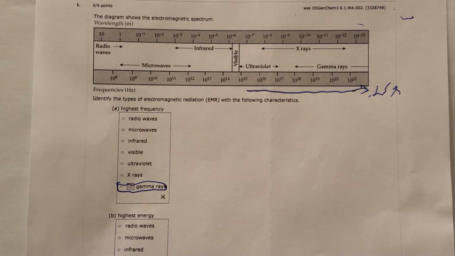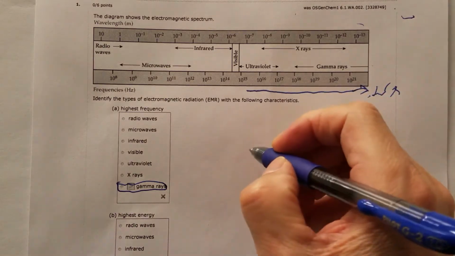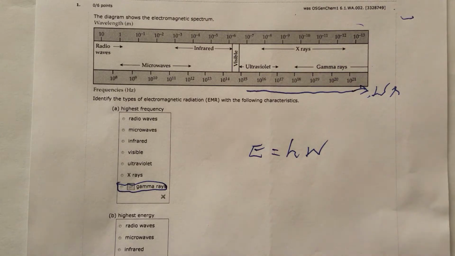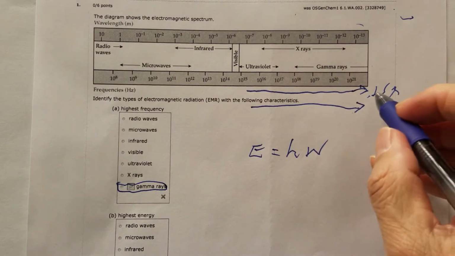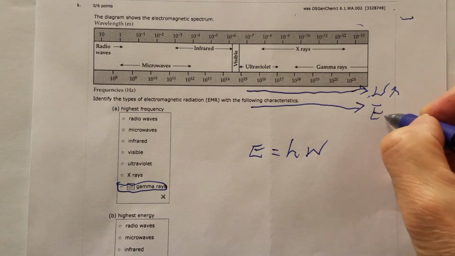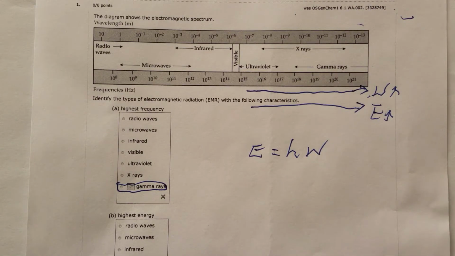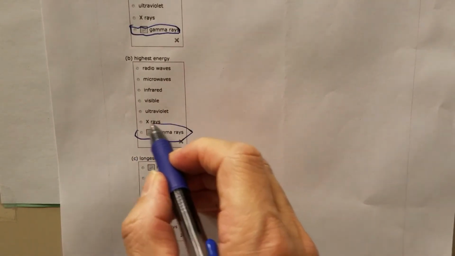And then the next one, which one has the highest energy? We already learned energy is directly proportional to frequency. So from left to right, since frequency goes up, energy also goes up, which means again gamma rays should have the highest energy. So that should be this choice right here. That's for 1B. 1C, which one has the longest wavelength?